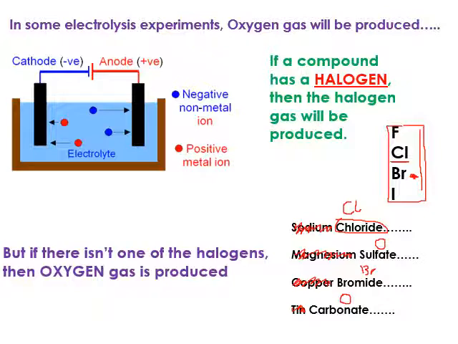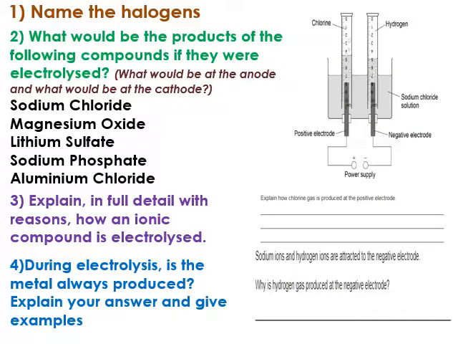Again, if you're not sure about that, look into it a little bit more, contact me, we can talk about it. So, what I would like you to do is answer these questions. Name the halogens. What would the products be if the following were electrolyzed? Explain in full detail with reasons how an ionic compound is electrolyzed. Remember the state. And the last one, during electrolysis, is the metal always produced? And then you've got a couple of exam questions there. So pause the video, we'll then go through them.